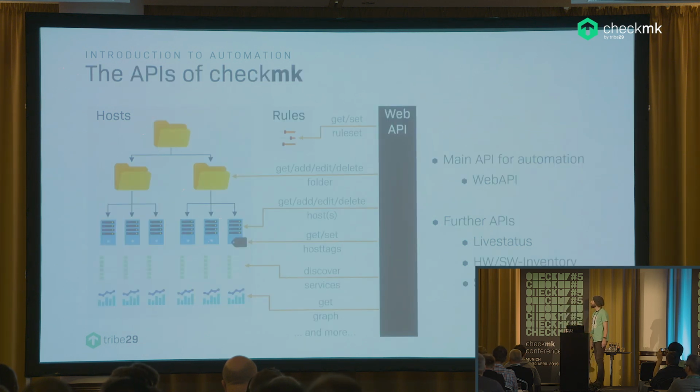If you keep that in the back of your mind, then you're probably wondering, how can I automate Checkmk? What kind of API do I have? For that purpose, the main API is the web API, and we've seen that within Checkmk a couple of times yesterday. That's the main configuration API for Checkmk, and using this API, we can do almost everything, really.